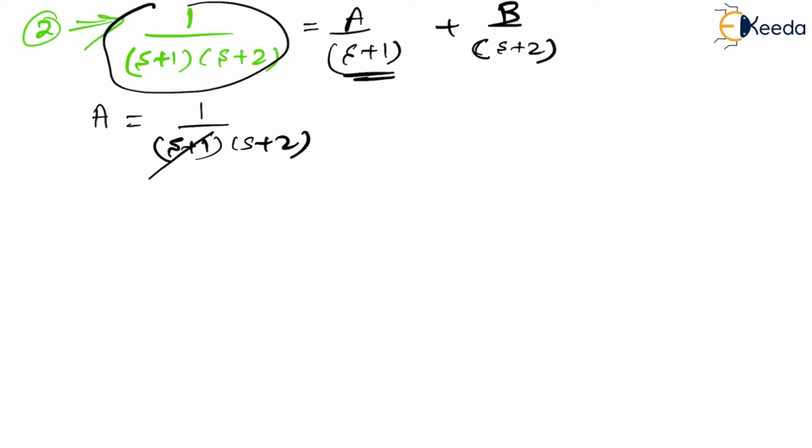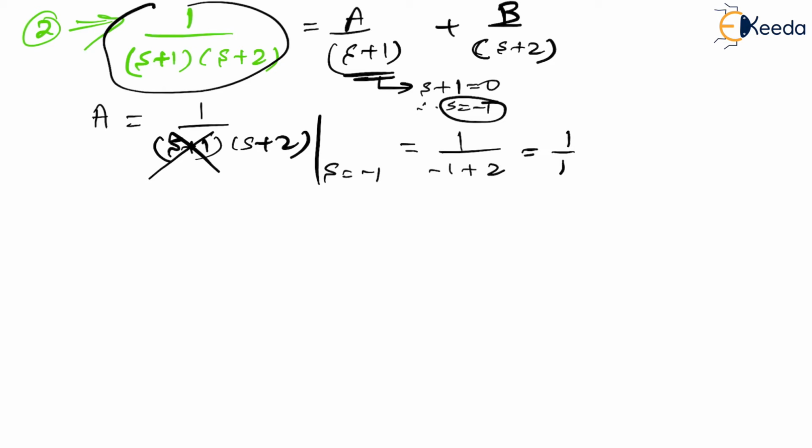Now, whatever is below a, I just simply ignore that. I have ignored that. Now, I will equate this to 0. So, I get s plus 1 equal to 0, so s is equal to minus 1. I just put here s equal to minus 1. The moment I put it here, I get 1 upon minus 1 plus 2, which is nothing but 1 upon 1. Therefore, a is equal to 1. Simple. Now let us try to find b.